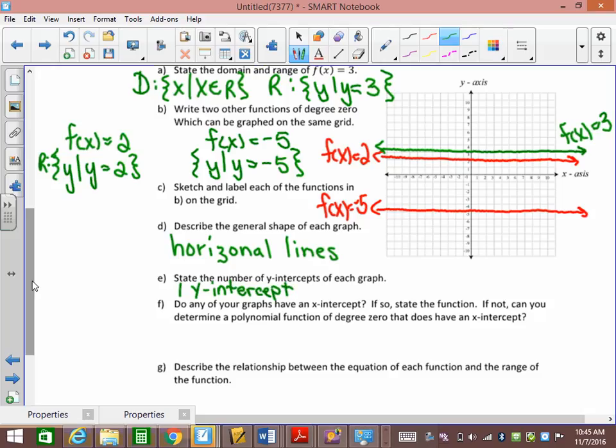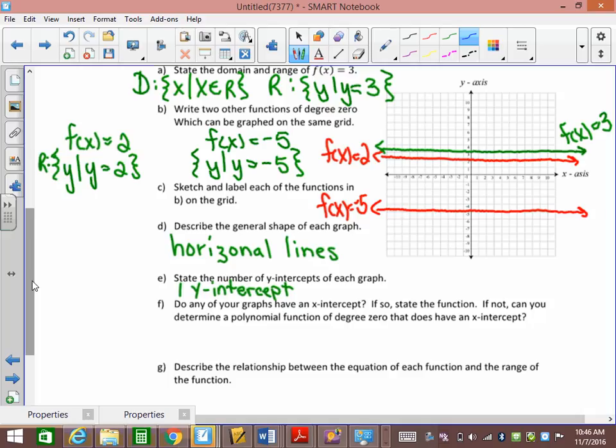Do any of these graphs have an x-intercept? If so, state the function. If not, can you determine a polynomial function of degree 0 that does have an x-intercept? So do any of the ones we drew cross the x-axis? No. They're either above the x-axis completely or below the x-axis. Can we draw any that would cross the x-axis? Would there be any horizontal line we could draw that would cross the x-axis? The one that's on the x-axis at 0.